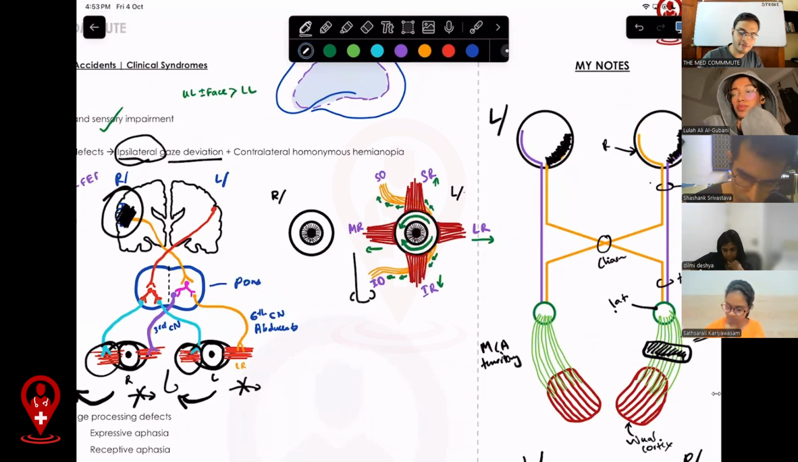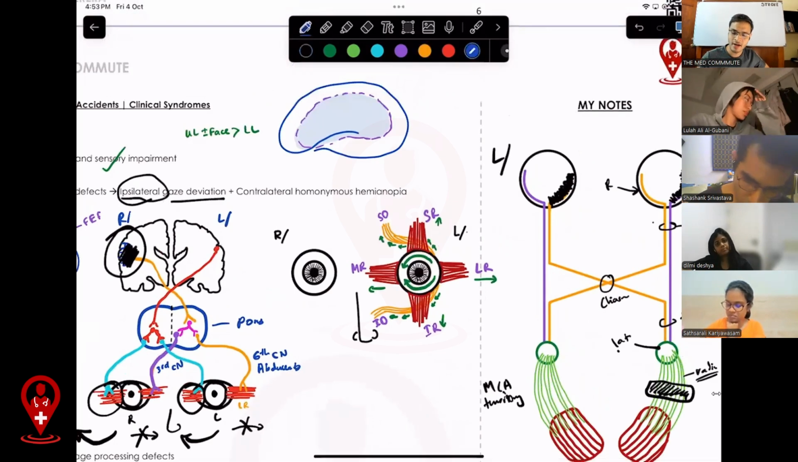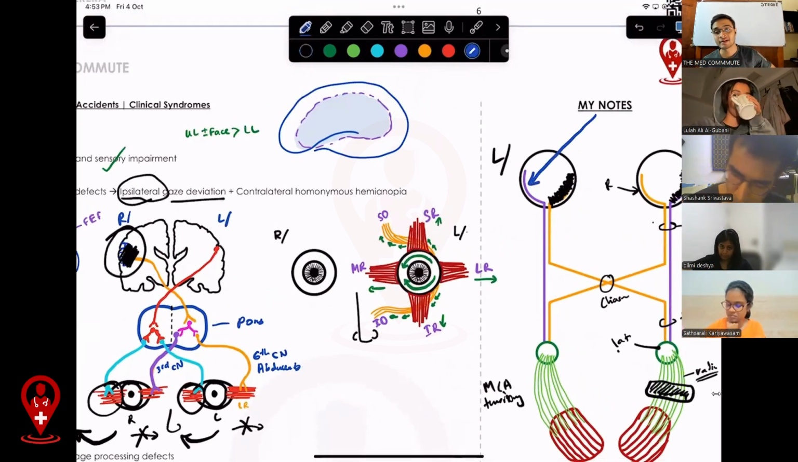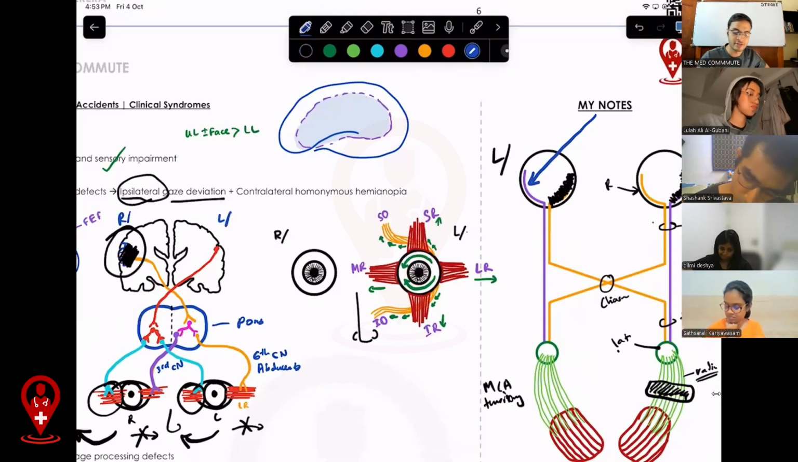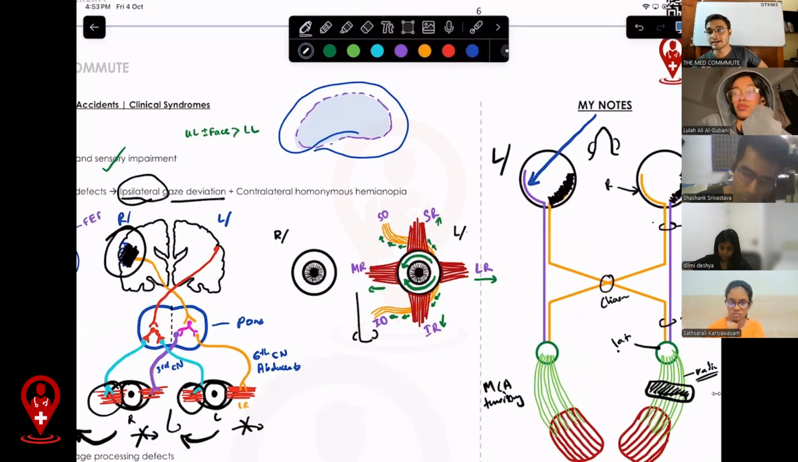Now, what are the normal functions of these structures? You have all already studied this in your second year, I think. If we look at the left eye, the lateral retina will take nasal vision. Here is my nose, guys. My nose is here. So the left eye, the lateral retina, will take the nasal vision.